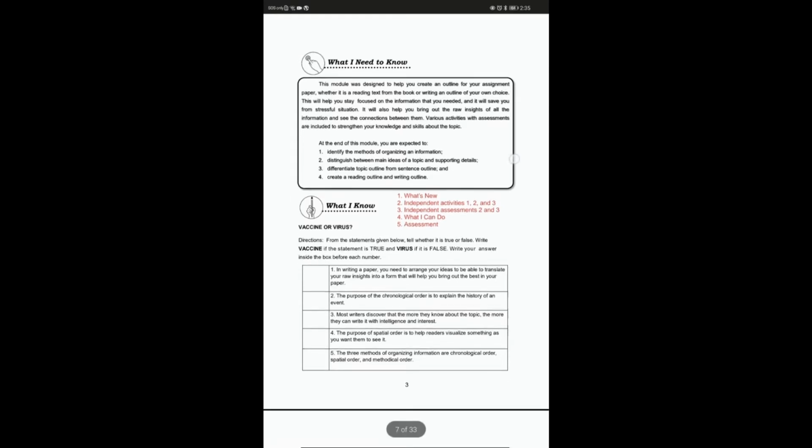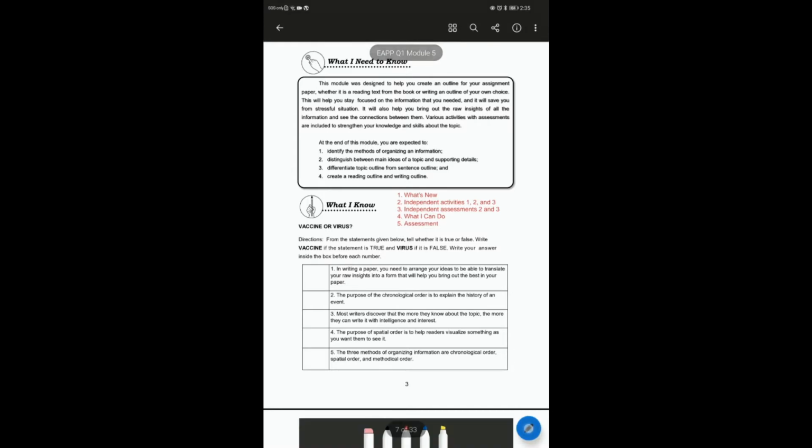So here are our objectives for this module. Let's begin with the first one. The first one is to identify the methods of organizing information. So here you will see what are the different ways. You will learn what are the different ways for you to organize information in your paper.